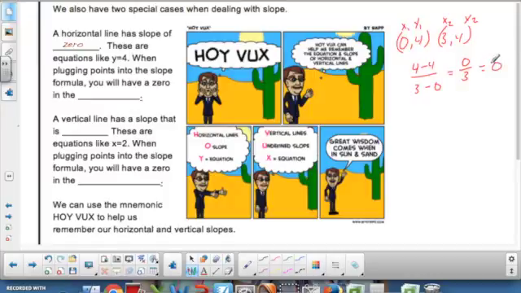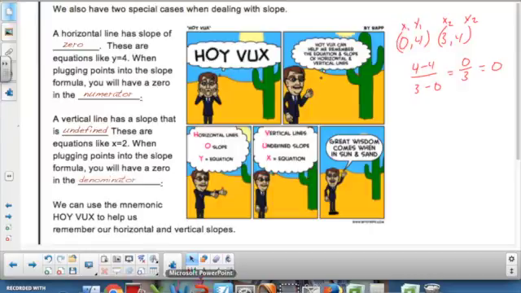And that's going to happen every single time you're dealing with a line that's y equals 4 or y equals 2 or anything like that. When you plug those in, you're always going to end up with a 0 in the numerator. A vertical line is a line like x equals 2, and they have a slope that we say is undefined. When plugging points into the formula, you are going to have a 0 in the denominator.